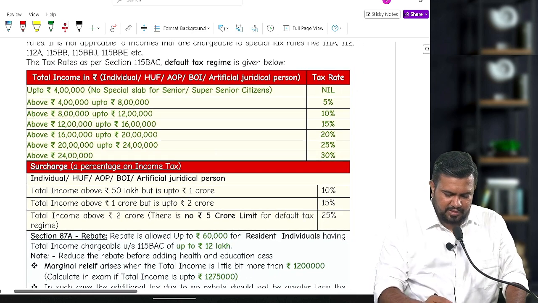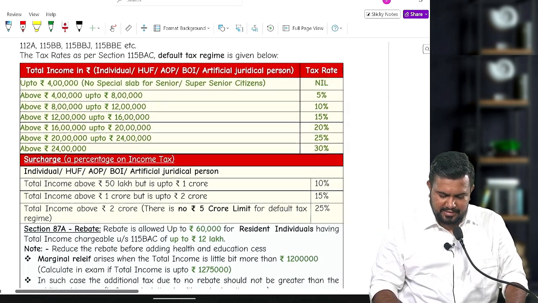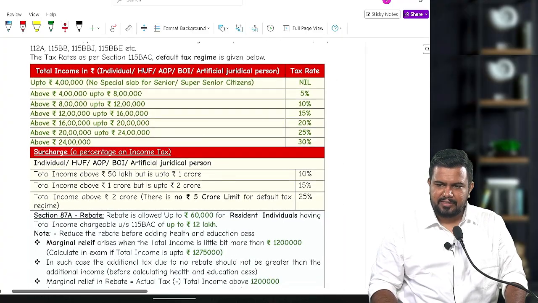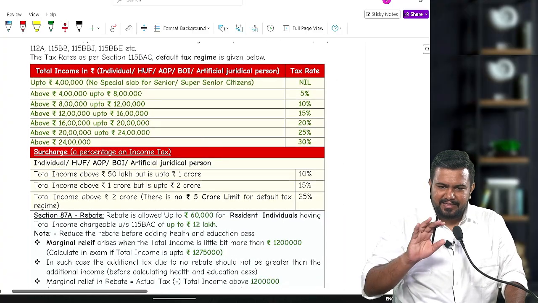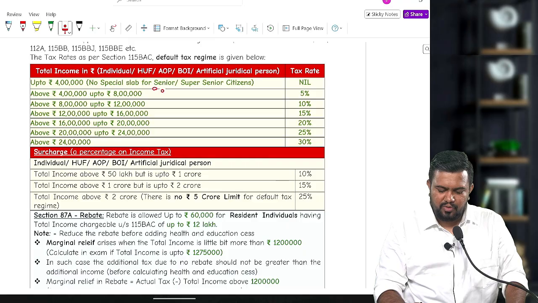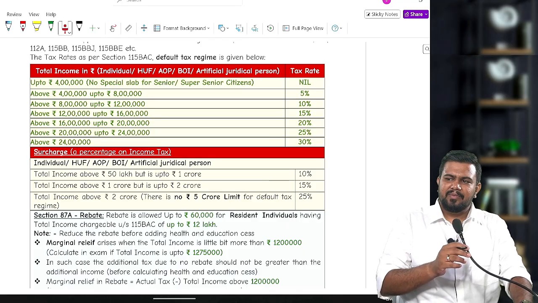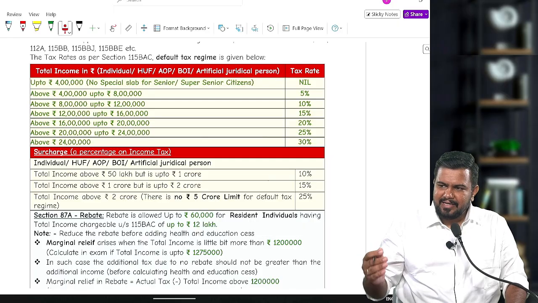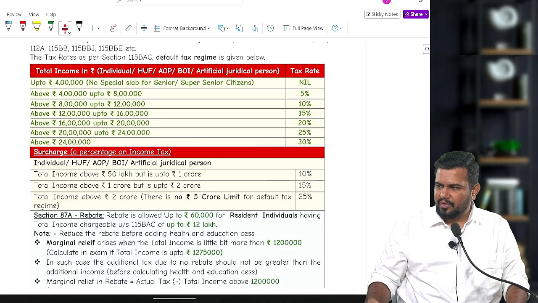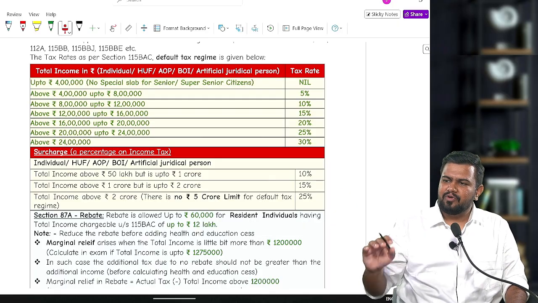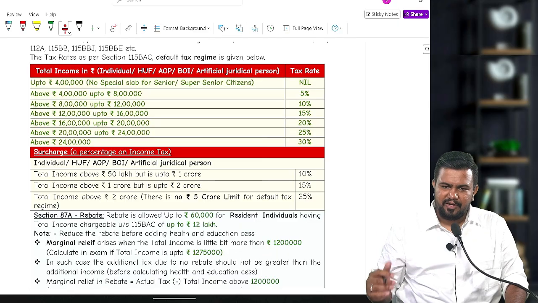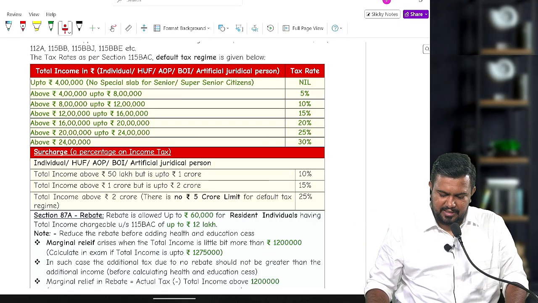Fine. So this is the tax rate under the new tax regime, that is section 115BAC. In new tax regime, there is no special benefit which is given to resident senior and super senior citizen. Like in old tax, there is a benefit, no? For resident senior citizen up to 3 lakhs no tax. For resident super senior citizen up to 5 lakh no tax. But no such benefit in section 115BAC.